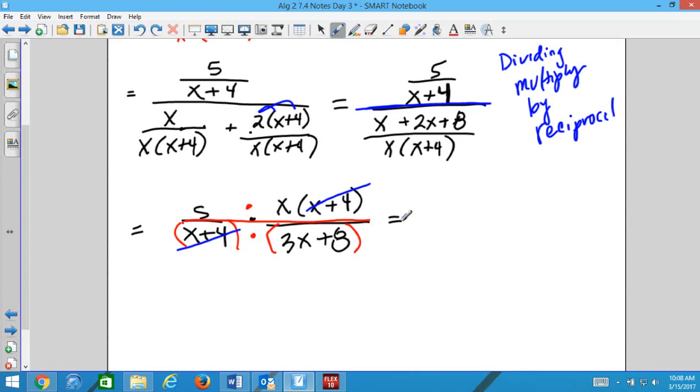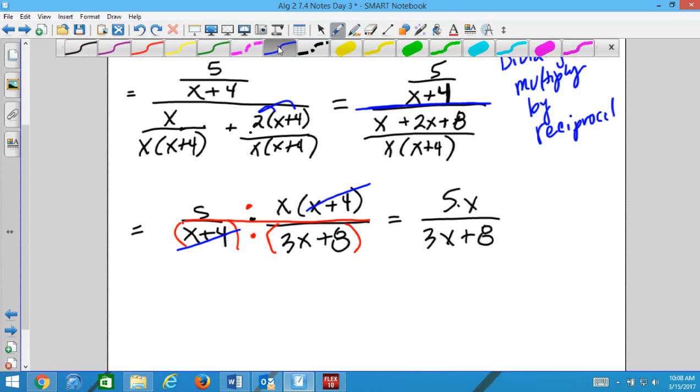One moment, I'll get there. So the question is, can I cancel these x's? Yeah. No. Okay, on top, I can factor 5x, 5 times x. Look, I factored it, 5 times x. On the bottom, it is not just 3 times x, it's 3 times x plus 8.